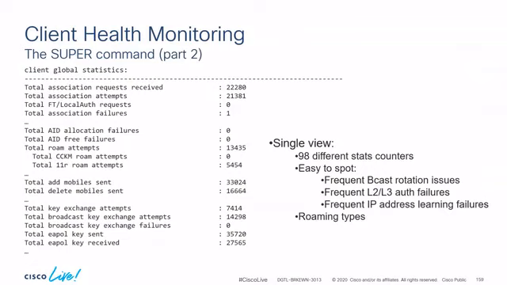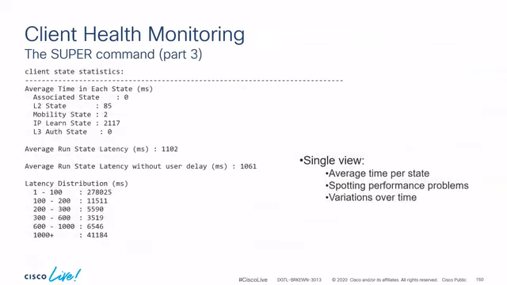The second part of this output presents the global statistics on the client. This includes association requests, how many broadcast rotations happen, how many EAPOL keys got sent and received, add mobile sent and received, any AID allocation failures, roaming scenarios. So it is very easy to spot when you see incrementing numbers. That's a good indicator of a particular type of statistic or failure condition, like frequent broadcast rotations happening, a lot of allocation ID failures. Those are all quick ways to indicate that there's a problem going to happen in the network.